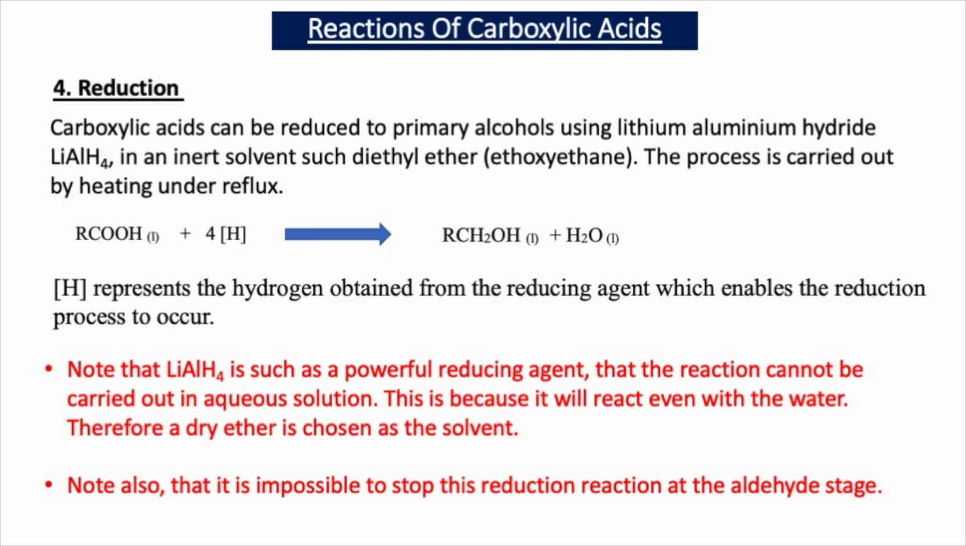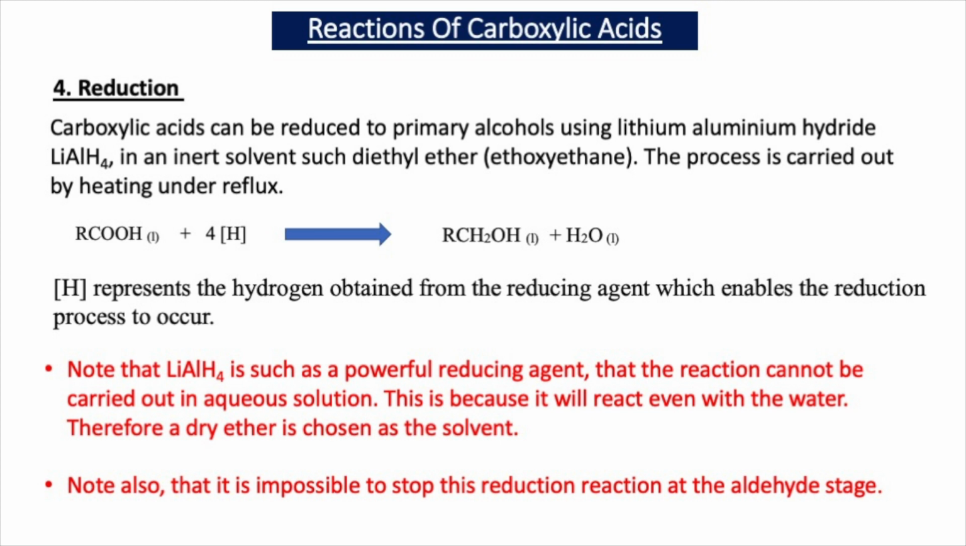Now you can see from this equation that the carboxylic acid changes to the primary alcohol, RCH2OH, and the hydrogen in brackets represents the hydrogen obtained from the reducing agent, which enables the reduction, a gain of hydrogen, to occur.